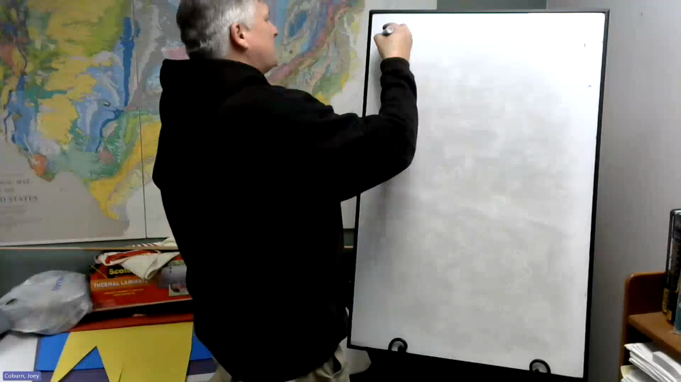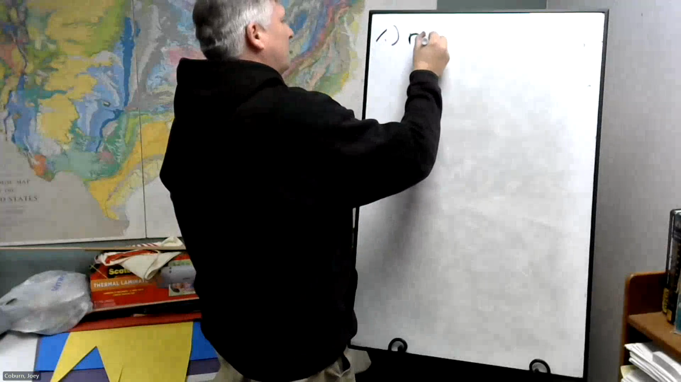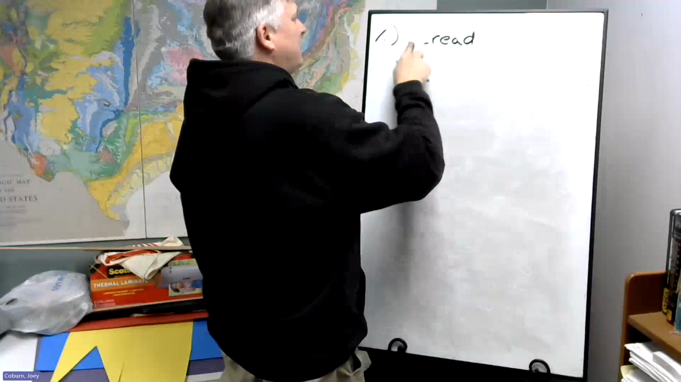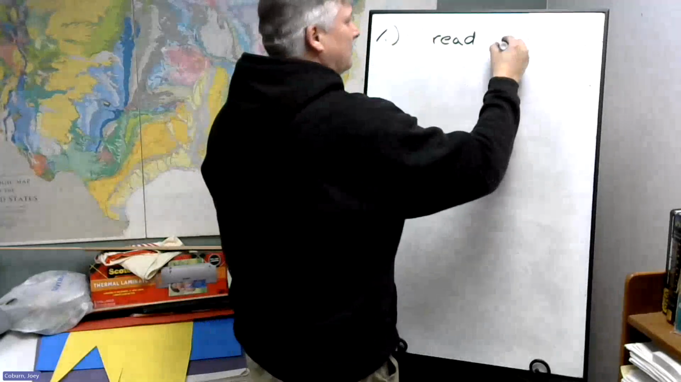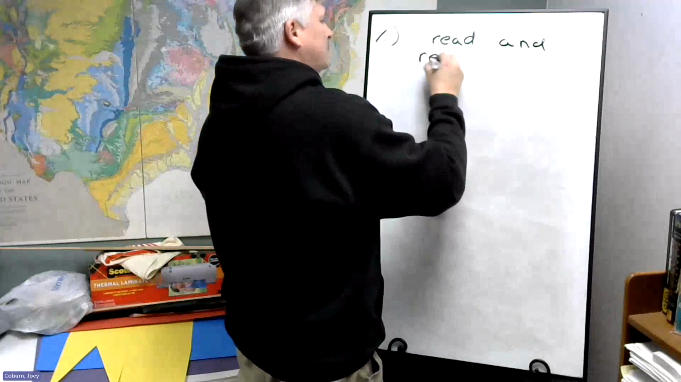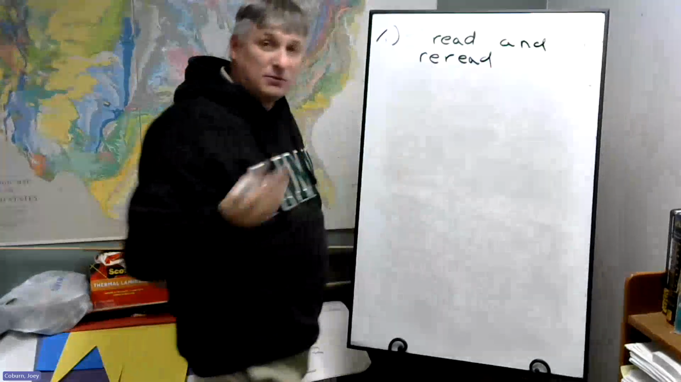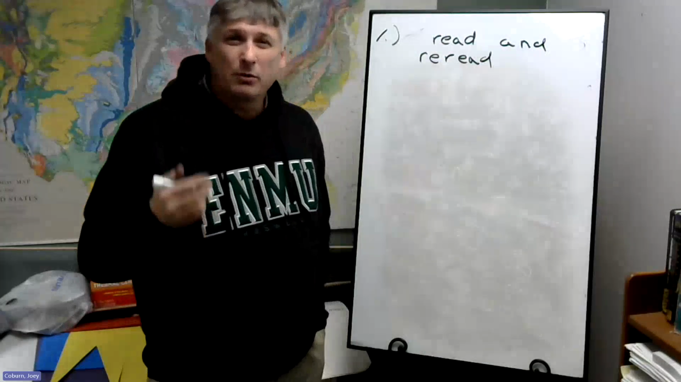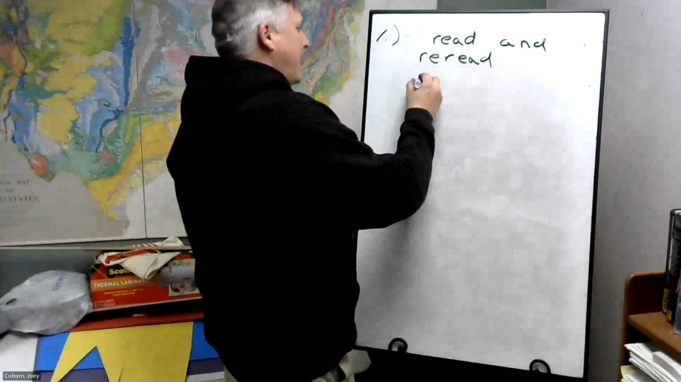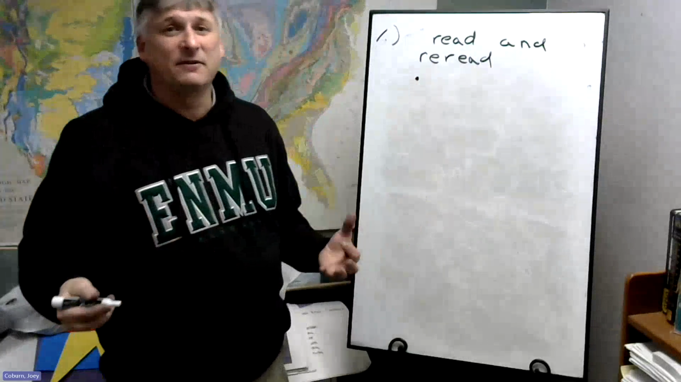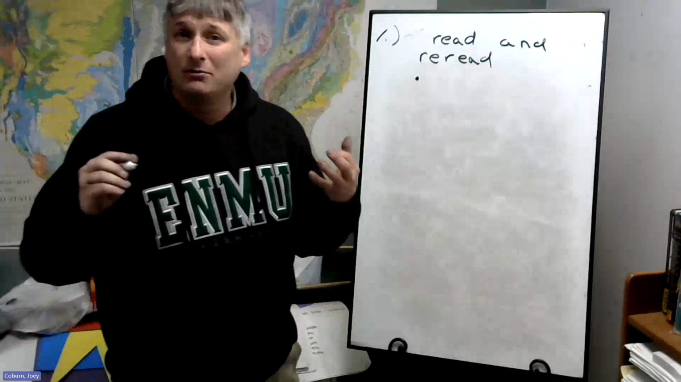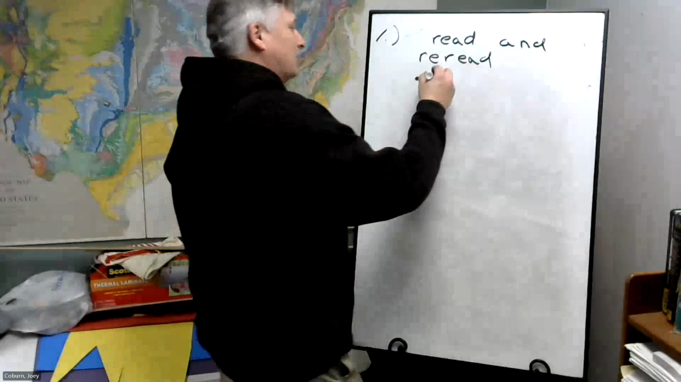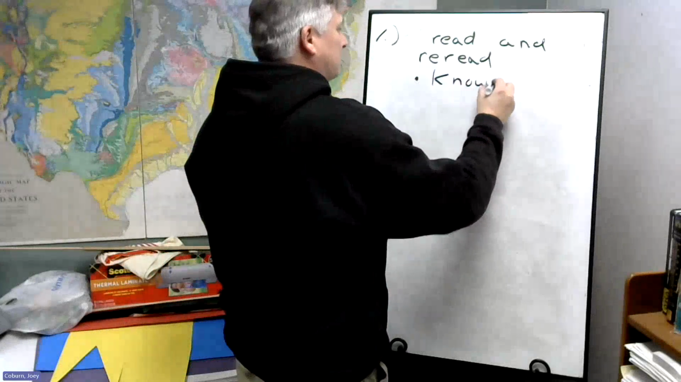So the first part of this procedure, which is somewhat like the example in the text, follows mostly a technique I use in my algebra classes. You want to read and reread. As we read, we want to identify what is known. Known means it's a quantity that has a number attached to it. So we want to list what's known.